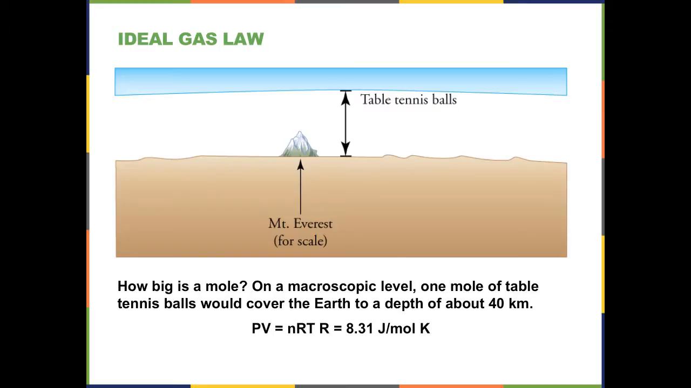The constant R is based on the units of the other factors, particularly the units of pressure and volume. If the pressure is expressed in pascals, or newtons per meter squared, and the volume is expressed in cubic meters, then the R is equal to 8.31 joules per mole degree Kelvin.